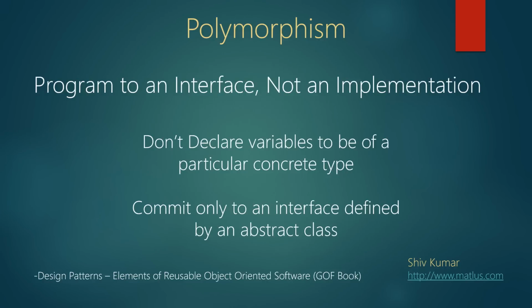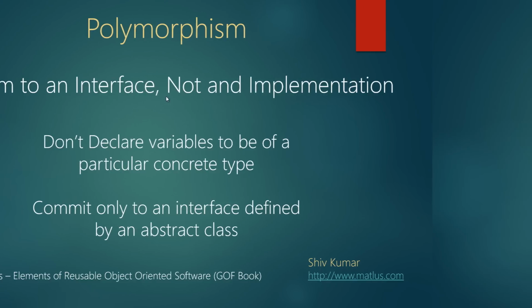The second is commit only to an interface defined by an abstract base class, which is what we're doing. Our thumbnail or base is the base class. We're only committing to that interface. Again, interface meaning the public surface, or the public interface, of that class, the thumbnail or base. So these are the two meanings of this principle: program to an interface, not an implementation.